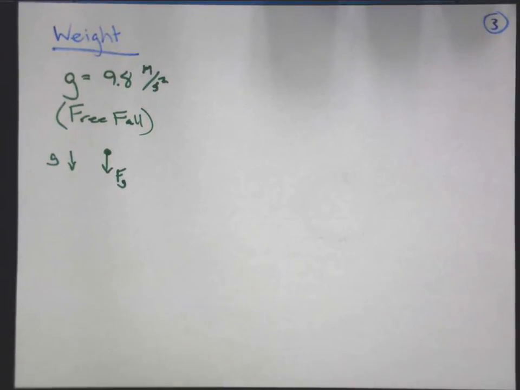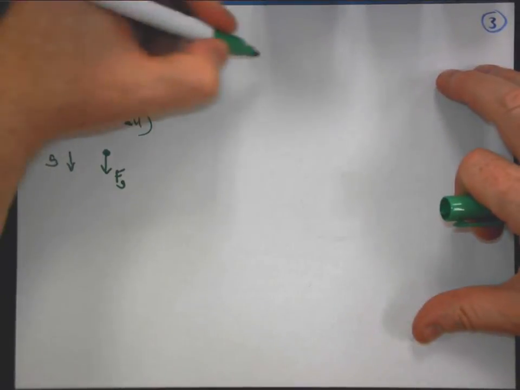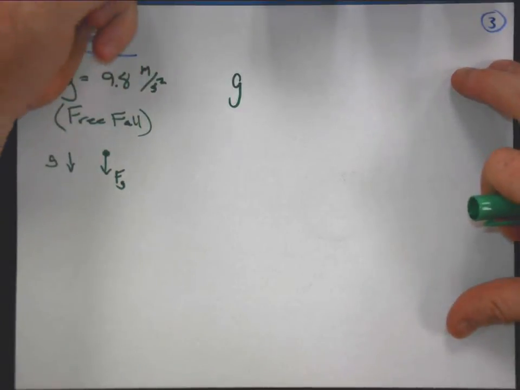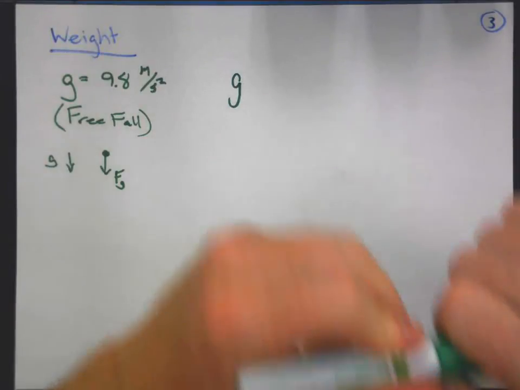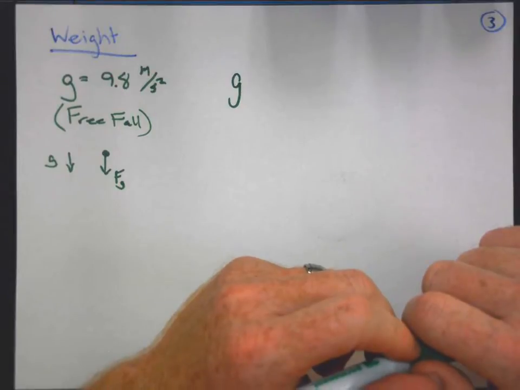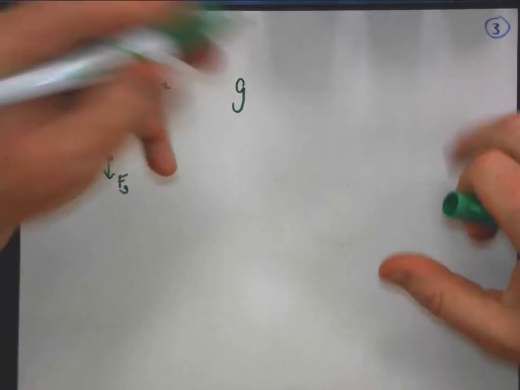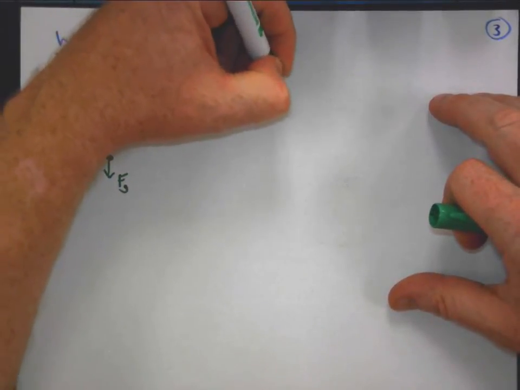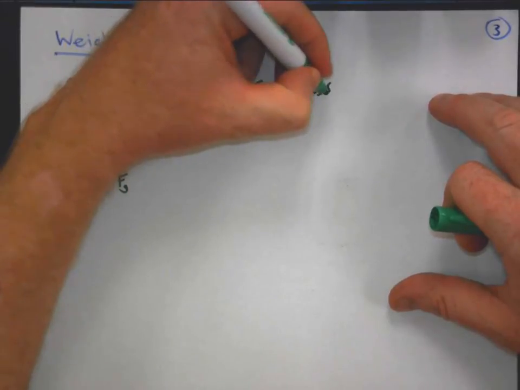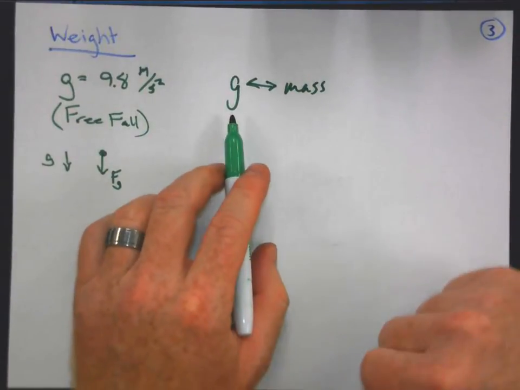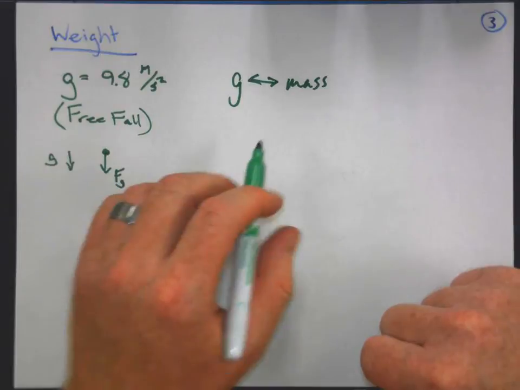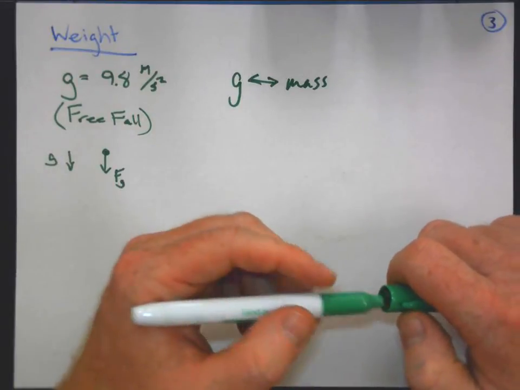So what I want to do is ask, is there some sort of relationship between the acceleration that these masses would experience if I dropped them, and the mass? We're going to compare. Remember, g is gravitational acceleration, and mass is just going to be kilograms. So we're going to be comparing them.